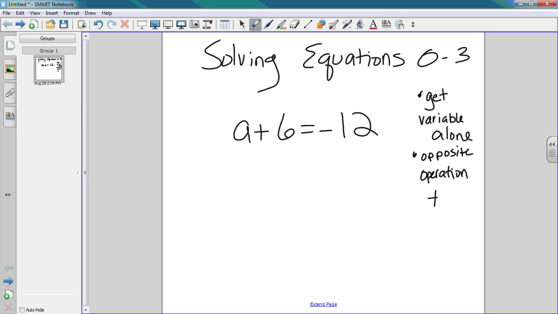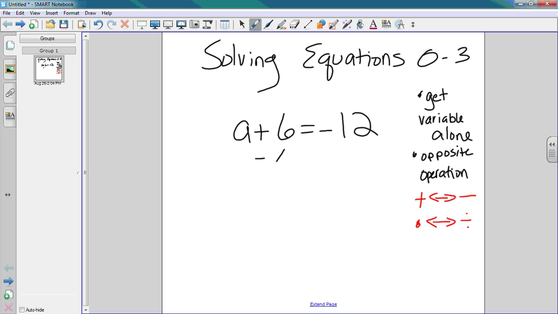Opposite of addition is what? Subtraction. Opposite of subtraction? Addition. So those are interchangeable. Opposite of multiplication? Division. Those are interchangeable as well. Now, in order to get a by itself here, I subtract 6 from both sides. Use the opposite operation. Okay?